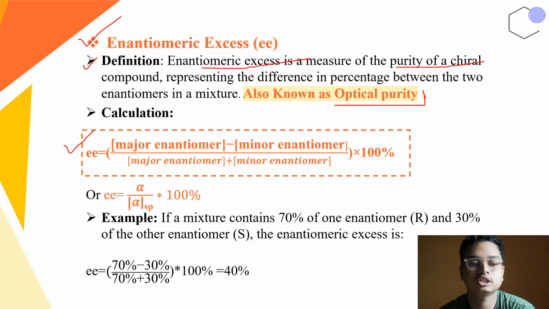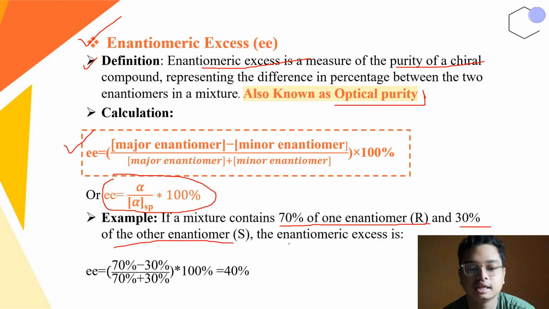Okay, and enantiomeric excess can also be determined by this particular formula, where alpha is the optical rotation and alpha sp is the specific rotation, into 100%. Now let us simplify this with a simple example. If your solution contains 70% of one enantiomer R and 30% of the other enantiomer S, then the enantiomeric excess is E equal to major minus minor over major plus minor, into 100%, which is 40% enantiomeric excess here.